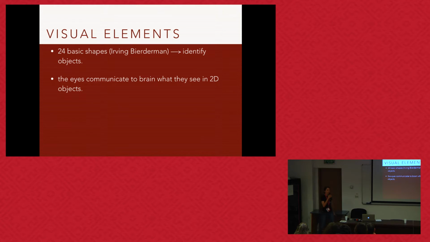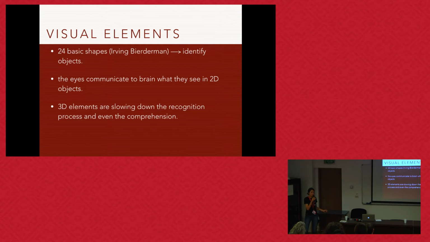Our eyes communicate to our brain in 2D. And that's the reason why we are going to cinema to see a movie in 3D. We will have a really big problem, like sickness, like maybe headache, something like that. Why? Because our brain is not able by itself, by basic, to communicate in 3D.